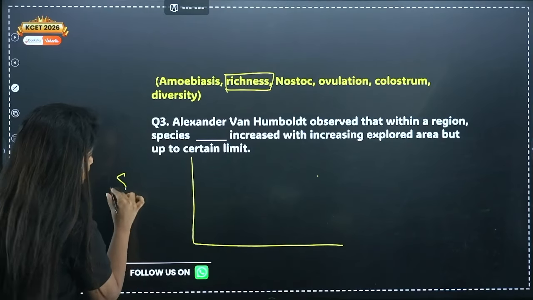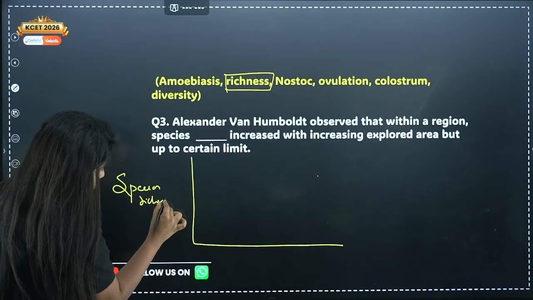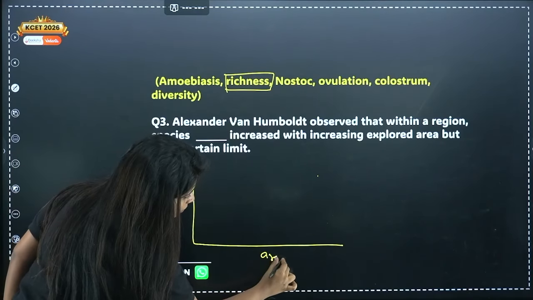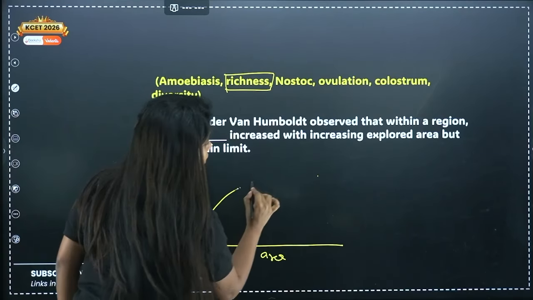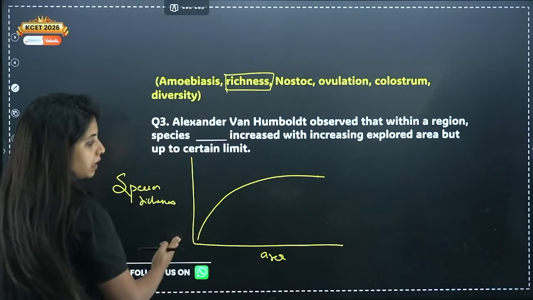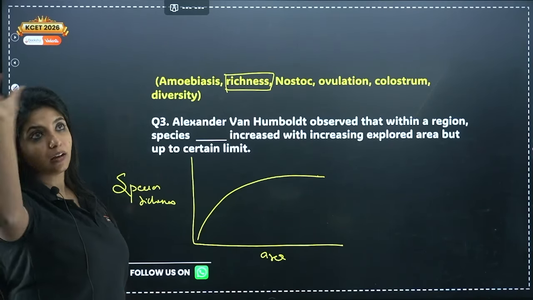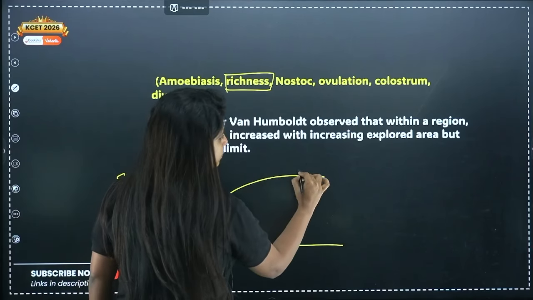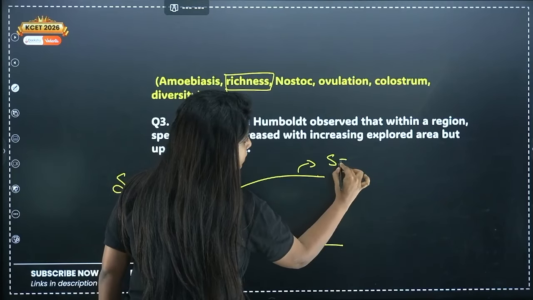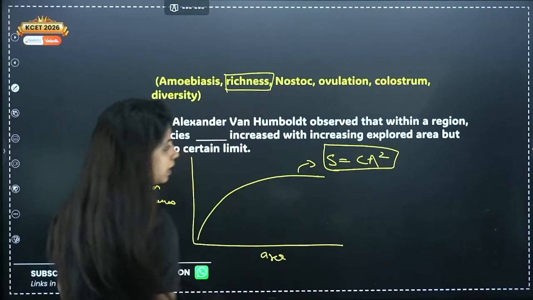So over here you have species richness, and over here you have the area. So more area, more species richness, right? But over here he got a rectangular hyperbola, saying that it is going to be stable somewhere. It is not going to go to the upper limit anyhow. And this is basically expressed as S = CA^Z. But how do you come to a conclusion like that?